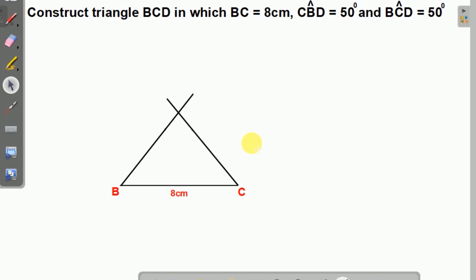And as you can see, these two lines are meeting here. So we can say that's where our D is. So as you can see, we have indicated our side D. So we have constructed our triangle BCD. So let us indicate our 50 degrees angles. We know that the angle at B is 50 degrees and the angle at C is 50 degrees. So as you can see, we have indicated our angle at B as 50 degrees, our angle at C as 50 degrees. Let us now measure the length of line BD and the length of line CD.